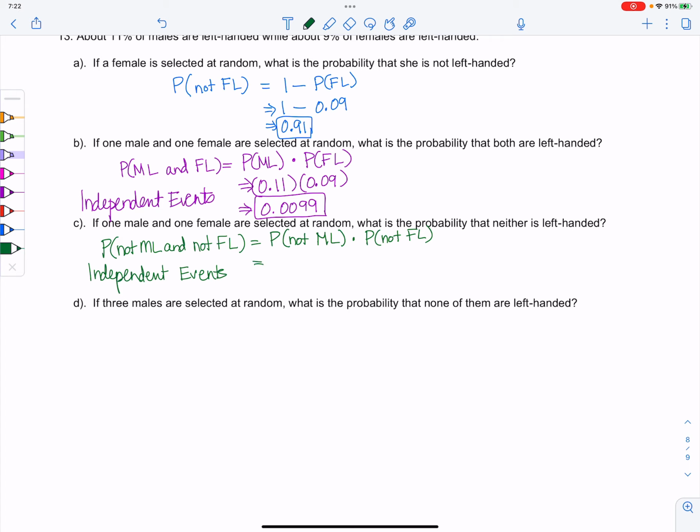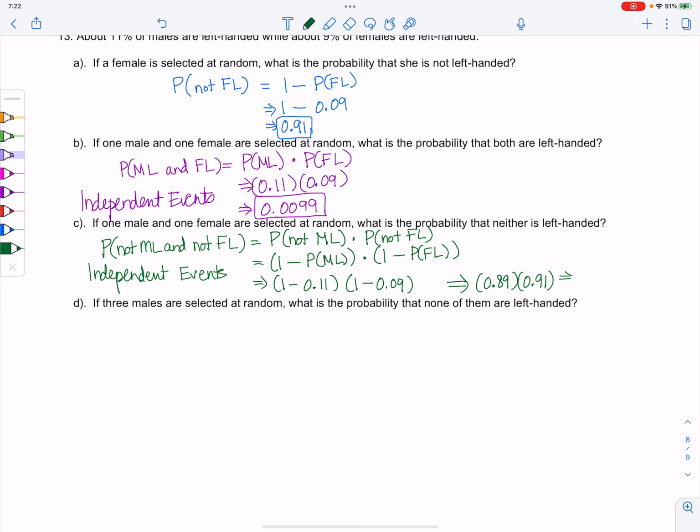Well, the probability they're not male left-handed is going to be 1 minus the probability they are male left-handed. This will be 1 minus the probability they are female left-handed. So that means this will be 1 minus 0.11, and this will be 1 minus 0.09. So that's going to be 0.89 times 0.91, which will be 0.810.